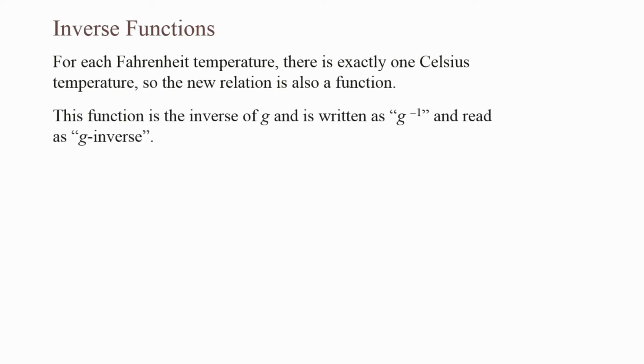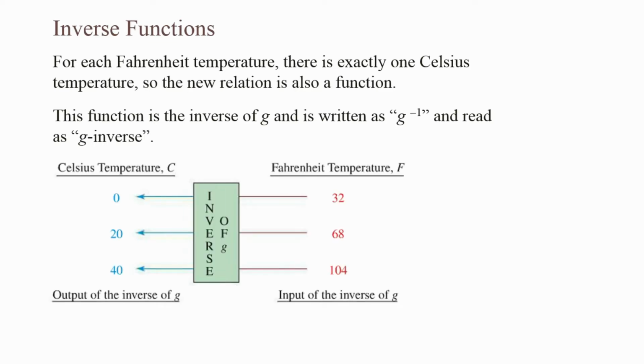This function is the inverse of g and is written as g to the negative 1 and is read as g inverse. The inverse function would start with Fahrenheit as the input and give the Celsius temperature as the output. So a temperature of 32 degrees Fahrenheit will give us an output of 0 degrees Celsius. 68 degrees Fahrenheit would give us an output of 20 degrees Celsius. 104 degrees Fahrenheit would give us an output of 40 degrees Celsius.